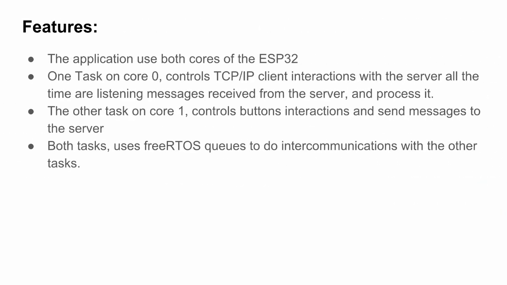We will see the main features of the project. The example uses both cores. The first task creates a second task that is responsible for all communication with the TCP server through the asynchronous client. The first task is responsible for controlling the interactions of the buttons of the module and sending the corresponding messages to the second task. The second task, in addition to sending these messages, receives the messages from the server and processes them, in my case turning a LED on or off.